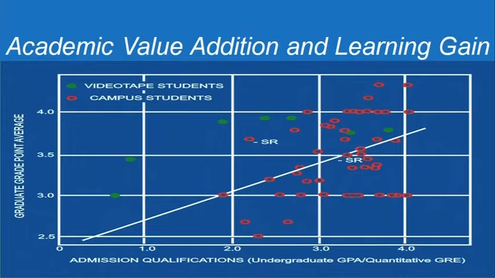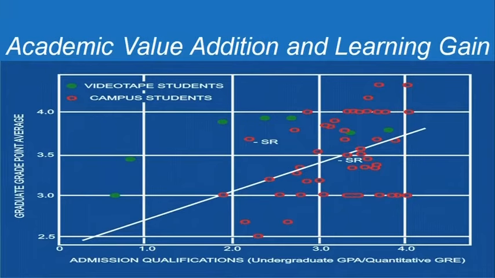Let me now show you a graph of educational productivity. So, we were talking about educational productivity. Now, let us look at this graph, academic value addition and learning gain. I should have added educational productivity along with it.